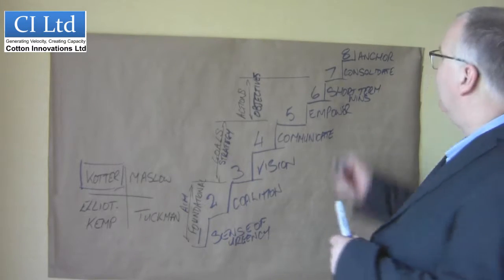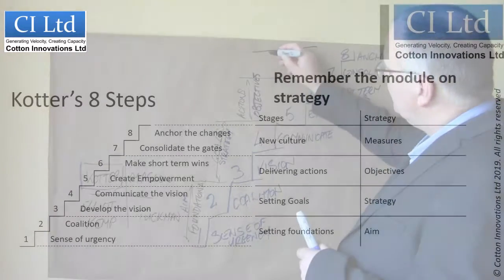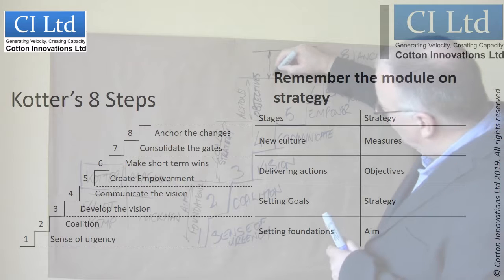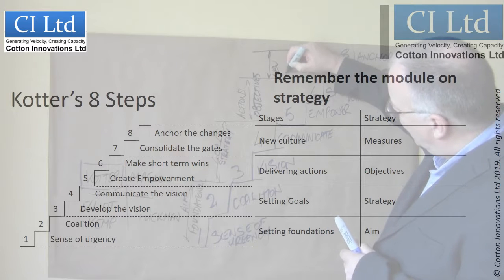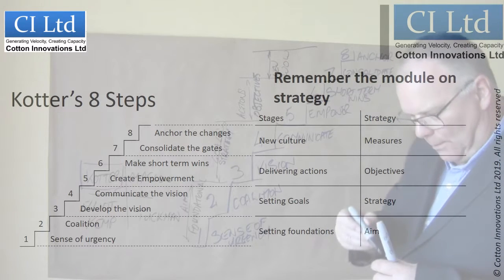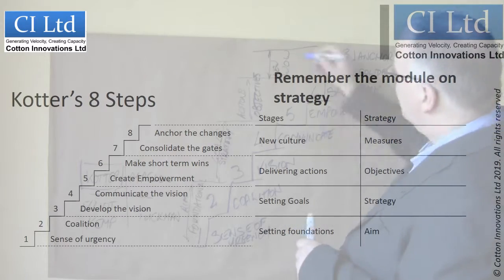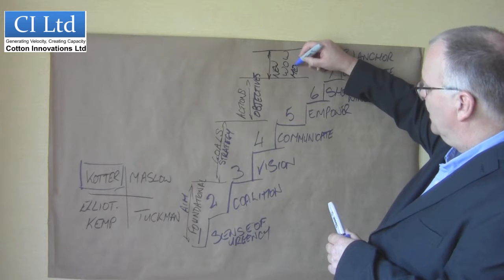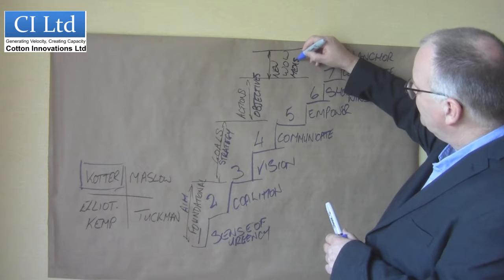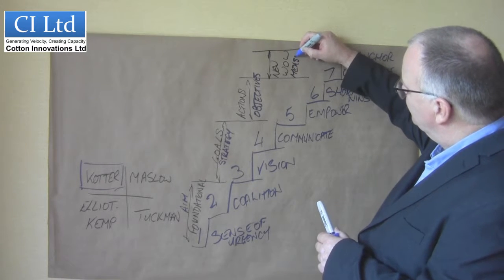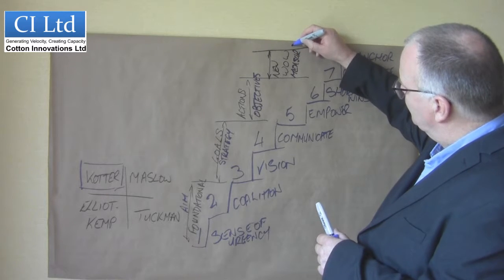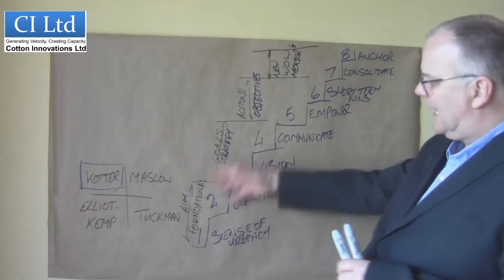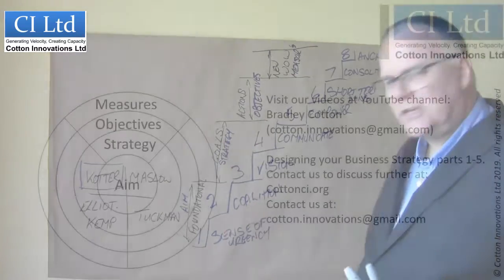And then finally we have the last 2. And we call this the new culture, the new ways of working, the new wow. And for us, in our aim, strategy, objectives, we call this the measurables. The measurables. So what we have here is a clear alignment with our strategy model.